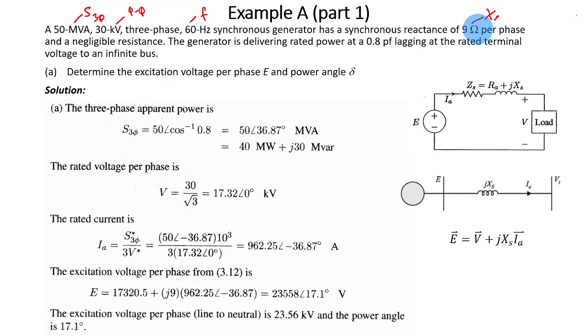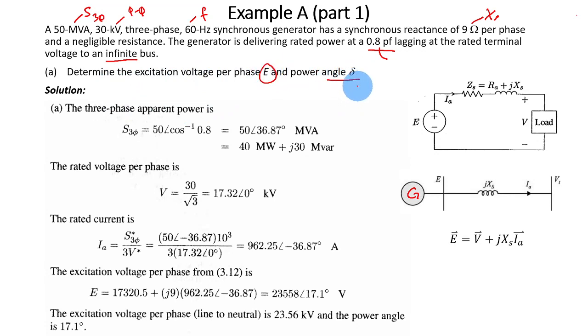The generator is delivering rated power at 0.8 power factor at rated terminal voltage to an infinite bus. So this is your generator, and it is delivering power at 0.8 power factor. Let's take a look at the first question. The first question asks you to find the excitation voltage per phase, which is E, and its power angle delta.